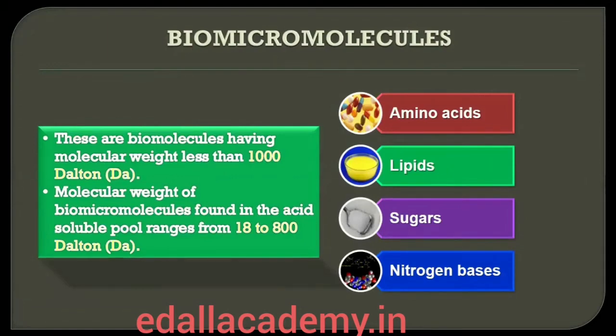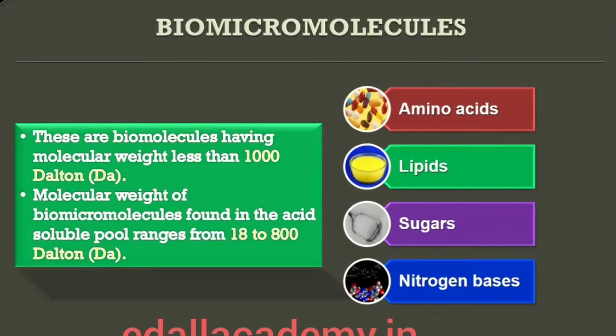What are the different types of micromolecules given? Refer to the flow chart. Glucose, ribose, amino acids, nitrogen bases, nucleotides, nucleosides. These are all some common examples. So these molecules, with molecular weight ranging from 18 to 800 daltons, are present in the acid soluble pool.